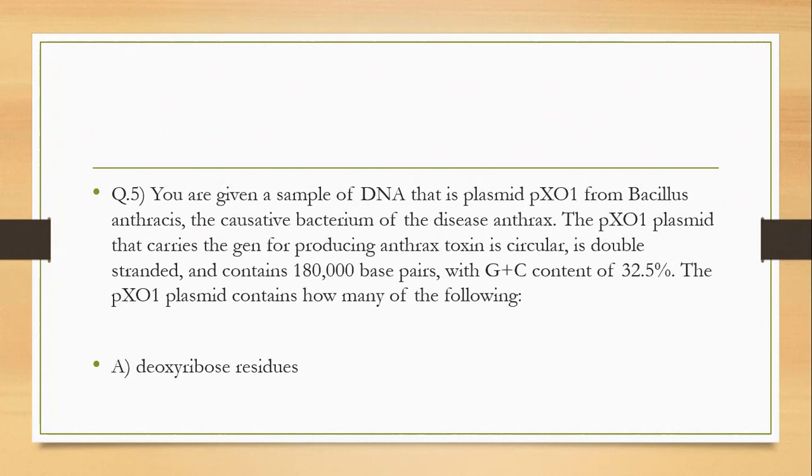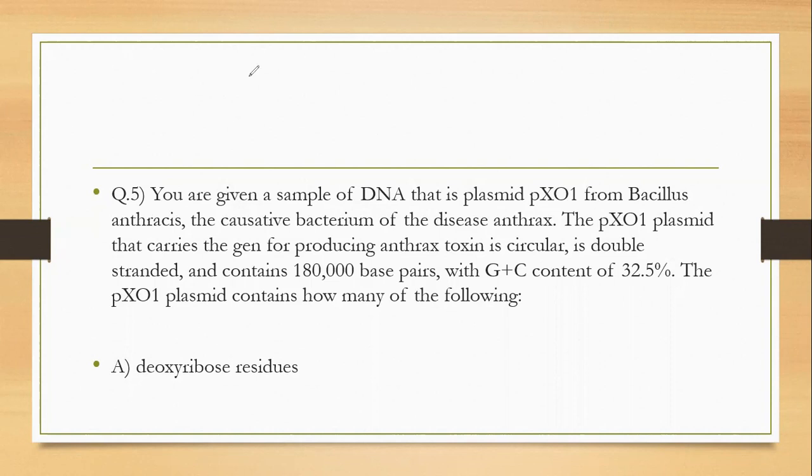So you are given a sample of DNA, that is plasmid PXO1 from Bacillus anthracis, the causative bacterium of the disease anthrax. The PXO1 plasmid, which carries a gene for producing anthrax toxin, is circular, double-stranded, and contains 180,000 base pairs with G plus C content of 32.5%. Now, the PXO1 plasmid contains how many of the following? So I think this is a very direct question.